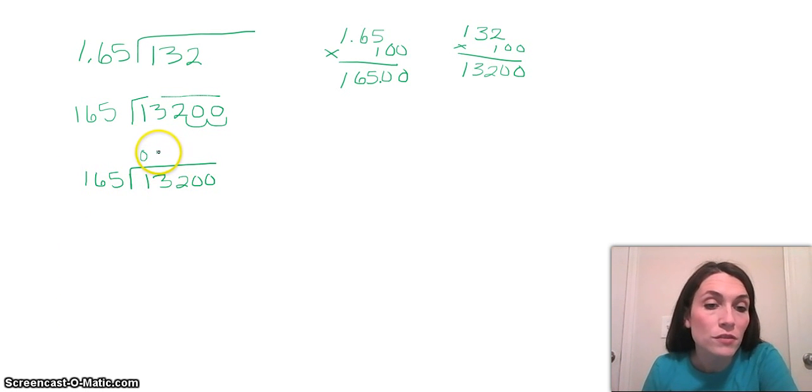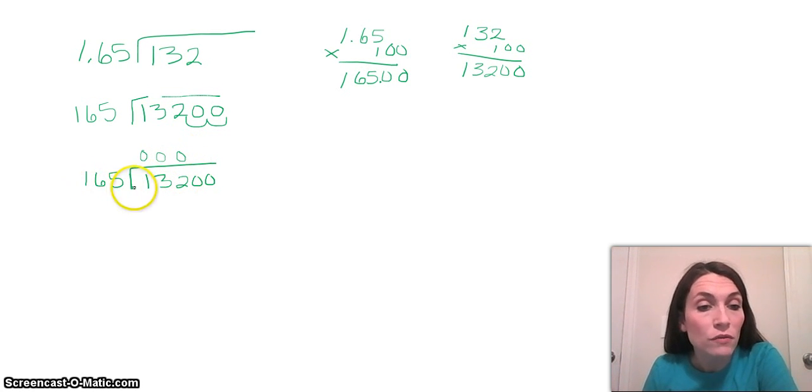165 will not go into 13. I can't make groups of 165 out of only 13 things. 165 will not go into 132. So I'm just going to put a 0 to hold my place. But I can make groups of 165 out of 1,320. But I'm going to have to do a little math calculation over here to see how many times 165 will go into 1,320, because I'm just looking at this place value.